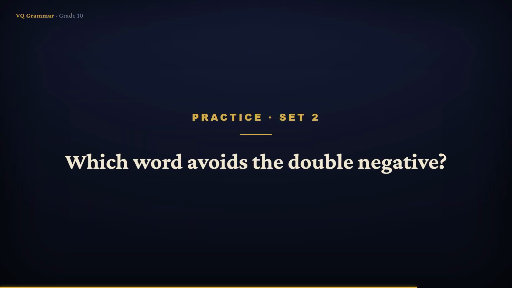In this second set, each sentence hands you two choices. Pick the word that keeps the clause down to a single negative. Pause and decide before I reveal each one.